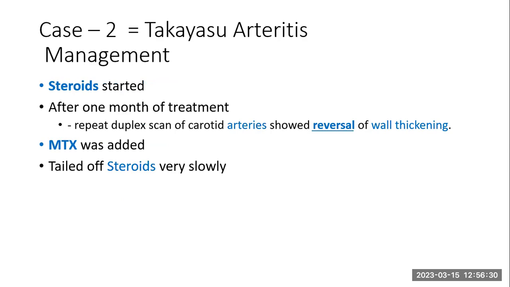Management of this patient: steroids were started. Initial treatment with steroids. After 1 month of treatment, we went ahead with a duplex scan of the carotid arteries, and the radiologist revealed reversal of wall thickening with steroids. She was started on methotrexate, and very, very slowly the steroids were tapered.